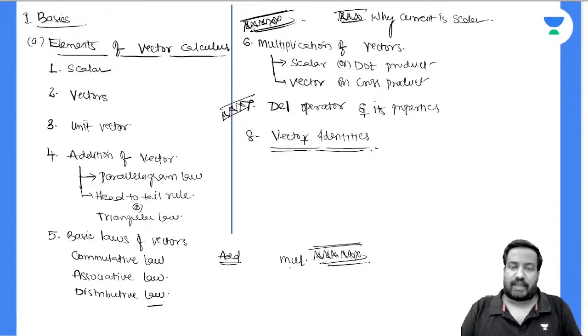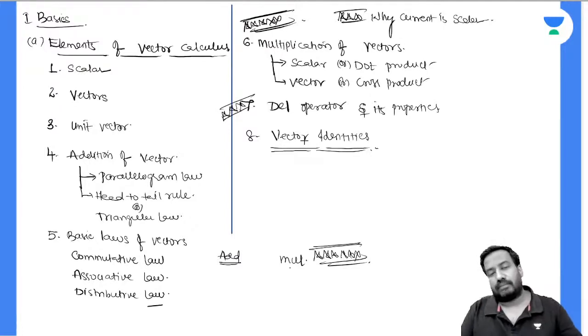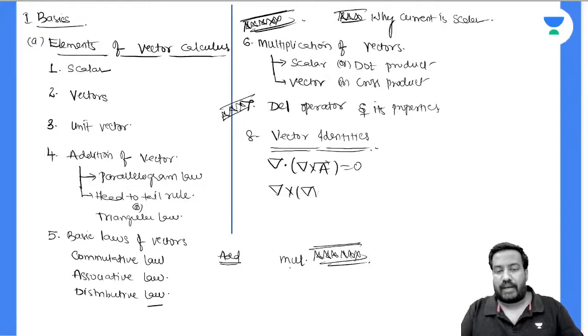Two most famous vector identities. Divergence of curl of any vector is 0. Divergence means del dot. Divergence of curl of any vector is 0. Curl of gradient of any scalar is 0. These two are the vector identities. And this part was very, very interesting.